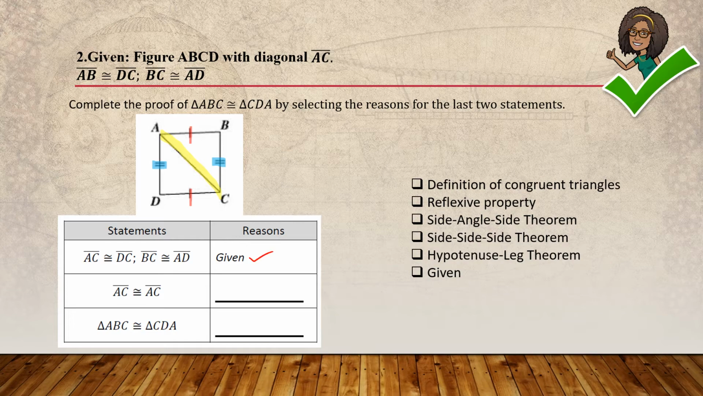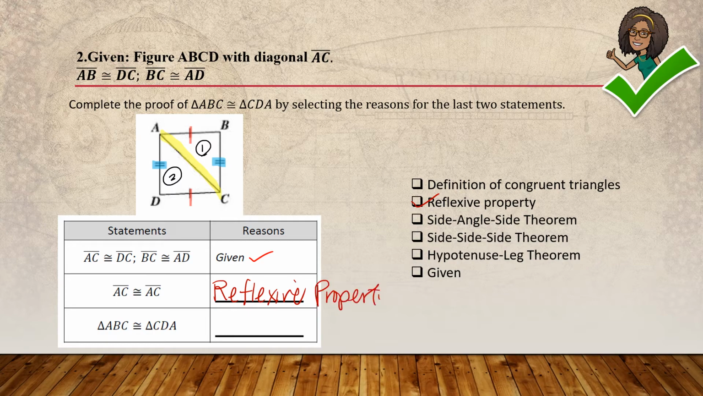If we're looking at AC, it's congruent to AC. Remember, we have 2 triangles here. We have triangle ABC and we have triangle CDA. So remember, we're trying to prove that these 2 triangles are congruent. So we're trying to prove that they have corresponding parts that are congruent. And as we can see, AC is shared between the 2 triangles. So we can say that this statement of segment AC being congruent to AC is true by the reflexive property.